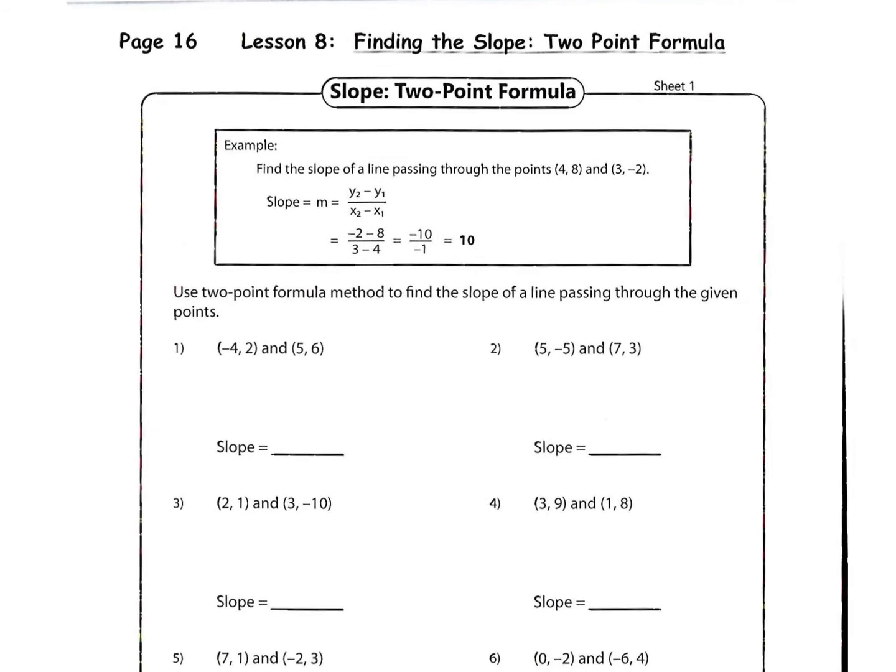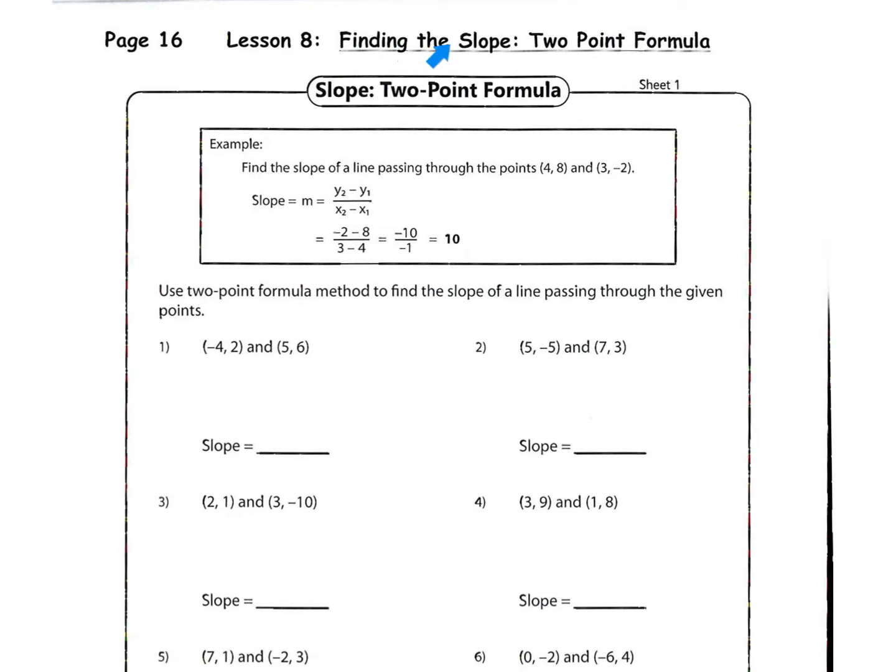Welcome to Lesson 8, and today we're going to find the slope using the two-point formula. The example says find the slope of a line passing through the points (4, 8) and (2, -3). We did exactly the same thing yesterday, we just didn't talk about it being a formula. So this is the official slope formula.